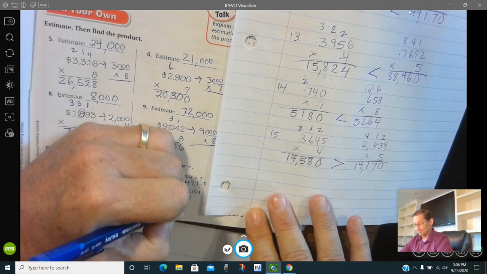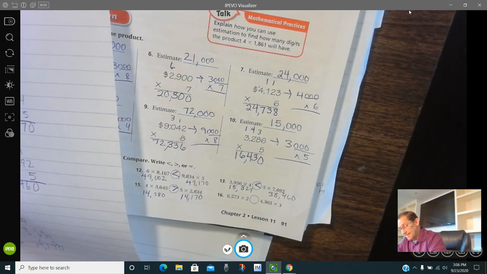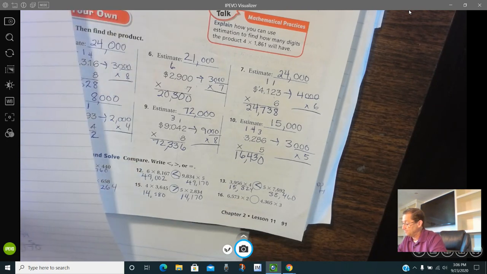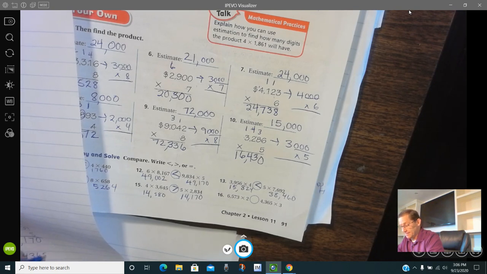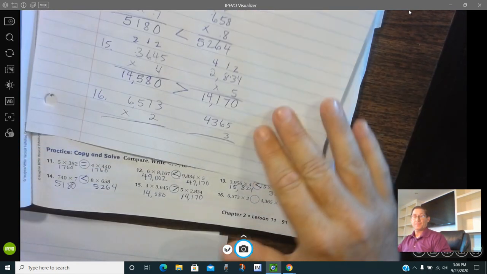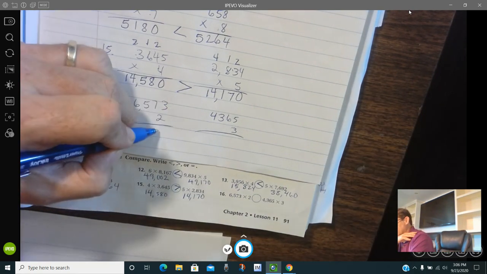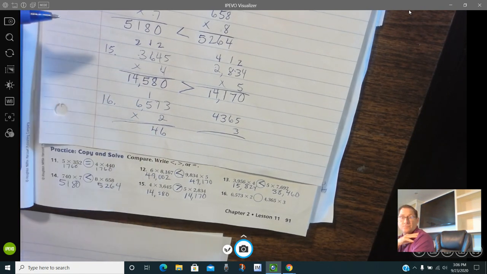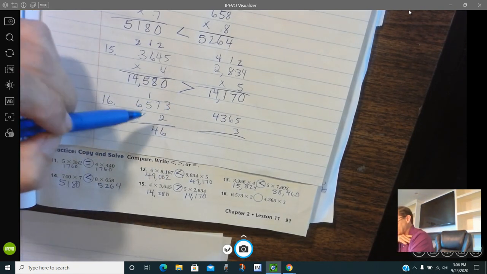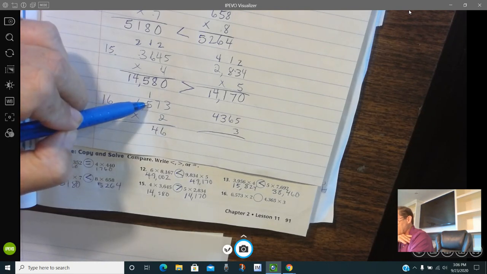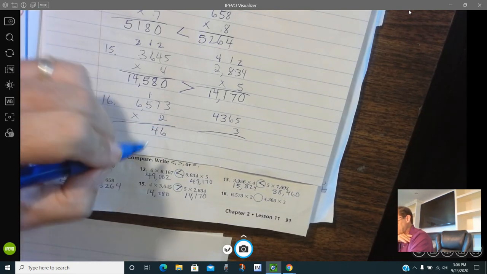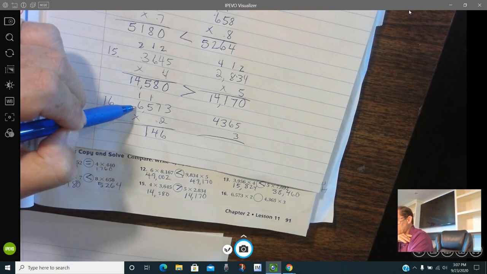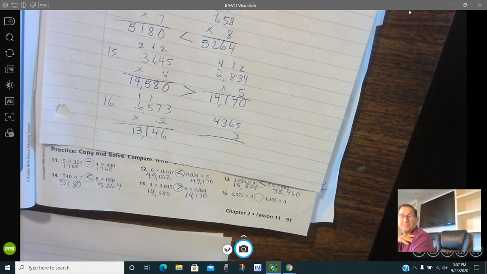And number 16. 6,573 times 2 compared to 4,365 times 3. Okay, so these are our two problems we're comparing. 2 sets of 3 ones is 6 ones. 2 sets of 7 tens, 14 tens. Rename as 140 tens. 2 sets of 500 is 1,000, plus 1 more is 1,100. So 1,100 is 1,100. 2 times 6,000 is 12,000, plus 1 more, 13,000.